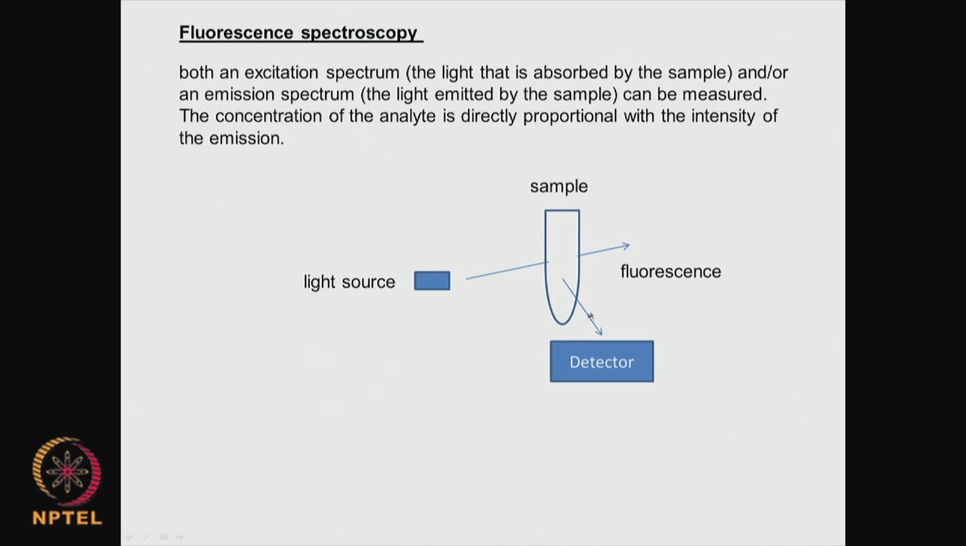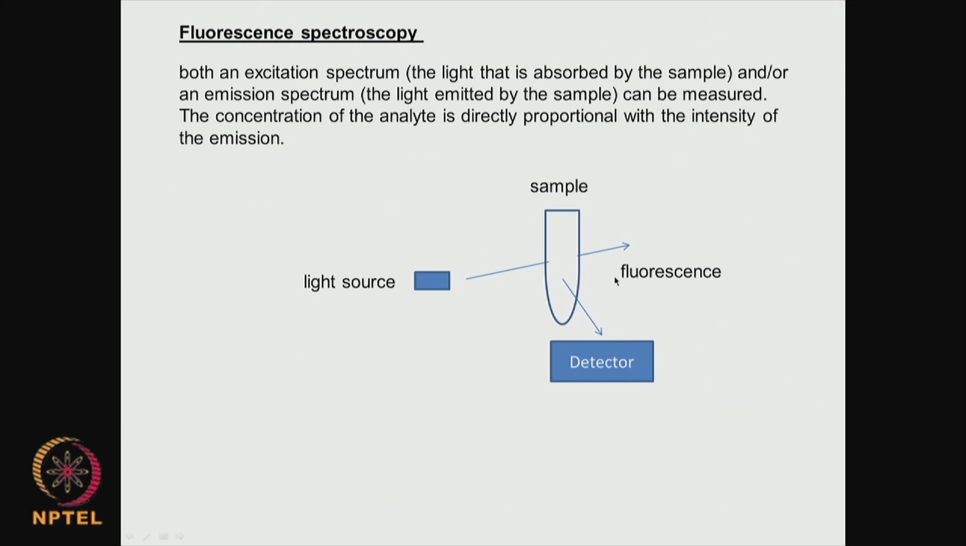The one that is quite commonly used is fluorescence spectroscopy. What happens is you take the sample and there is a light source. Both the excitation spectrum, that is the light that is absorbed by the sample, and the emission spectrum, that is the light that is emitted by the sample, can be measured. So, we can measure the concentration of the analyte present in the sample, which is directly proportional to the intensity of the emission. Okay. So, at different concentrations you will get different intensities.